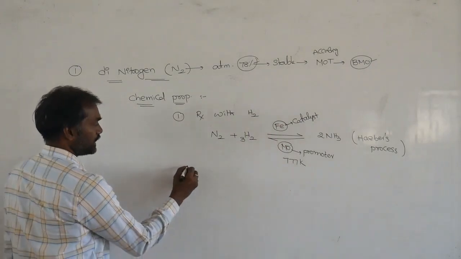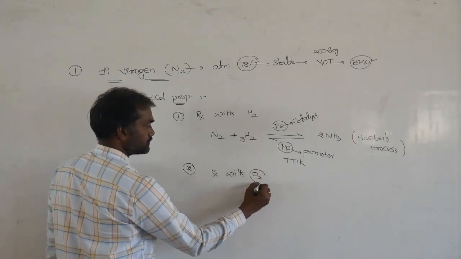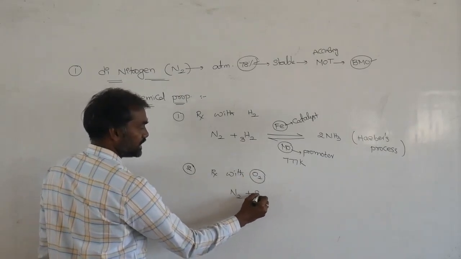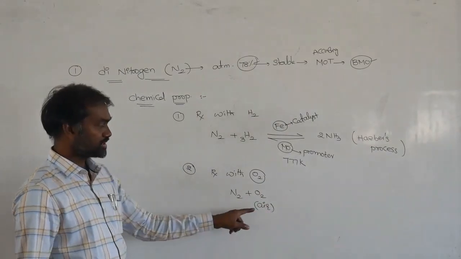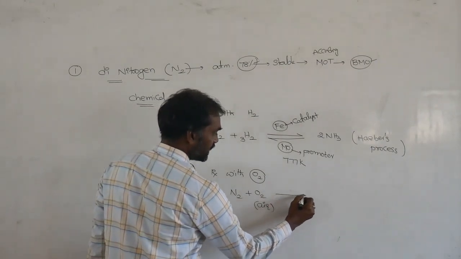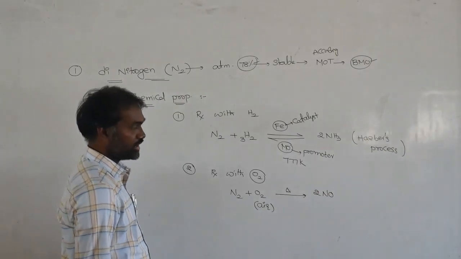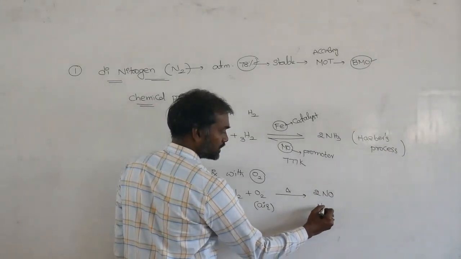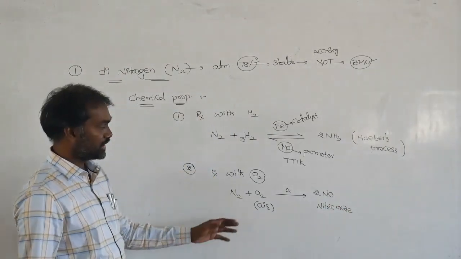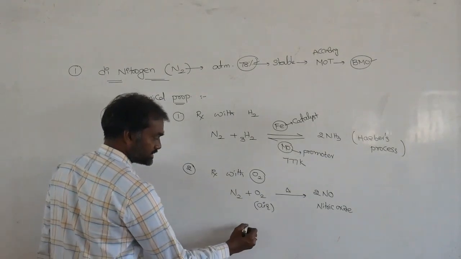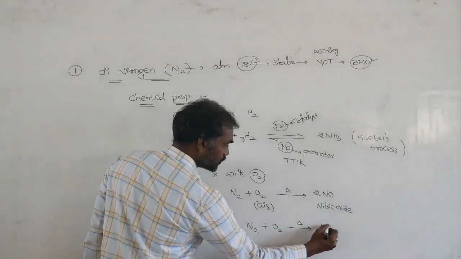Next, second, reaction with oxygen. Nitrogen is heated with oxygen. Sometimes they will put air; air means you must remember that it is oxygen. We heat it at the highest temperature and you get NO, which is stable. It is nitric oxide. Otherwise, if excess oxygen is taken, you also get NO2.